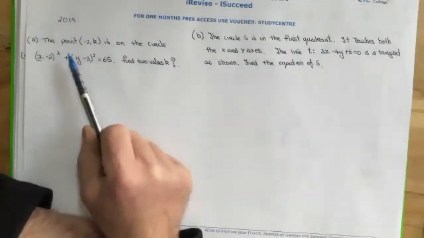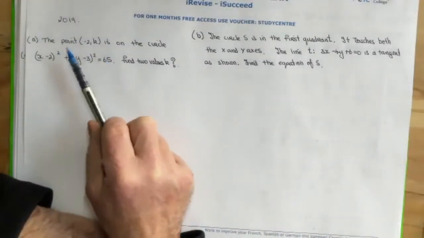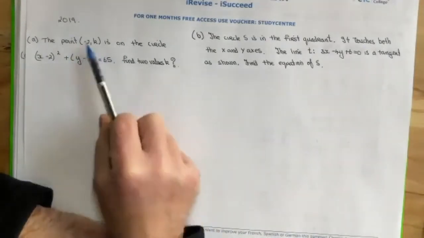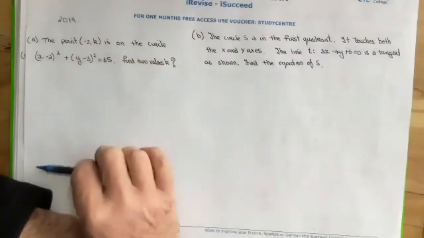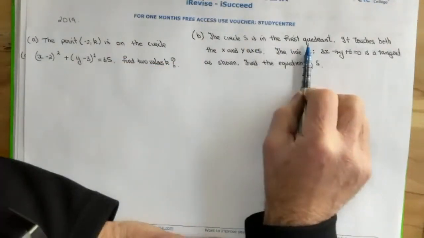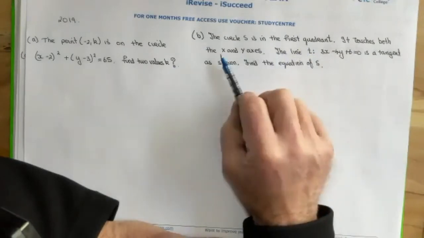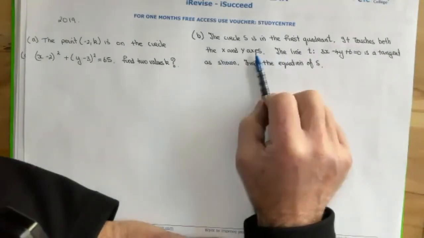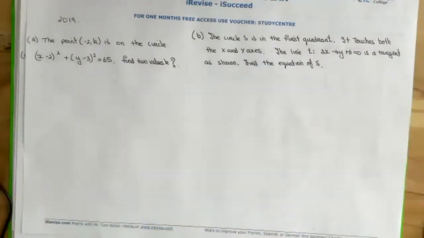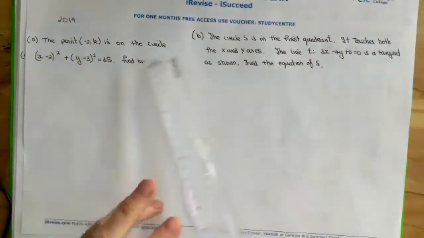2019. So I'll just talk you through it and then I'll let you off. The point minus 2k is on this circle. So you sub in the point, you get an equation, you solve it. Lovely maths. The circle S is in the first quadrant. It touches both the x and y axes. This line is a tangent as shown. Find the equation of the circle.